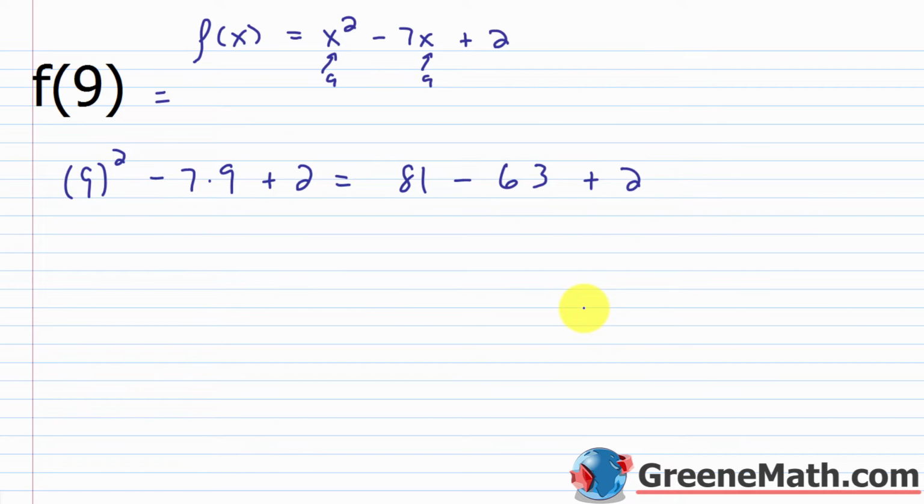So the easy way to do this is to add 81 and 2 first. 81 plus 2 is 83. Then 83 minus 63 would be 20. So f of 9, or the function's value when x equals 9, is 20.